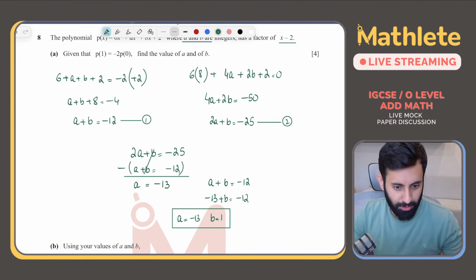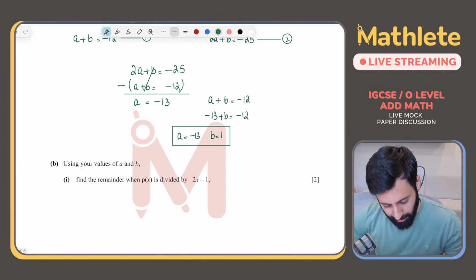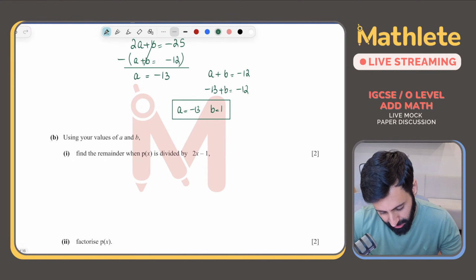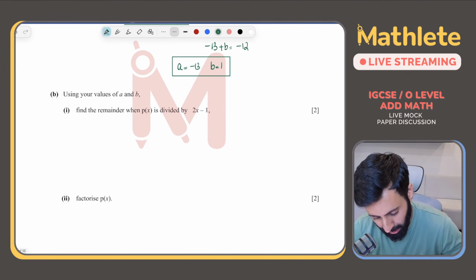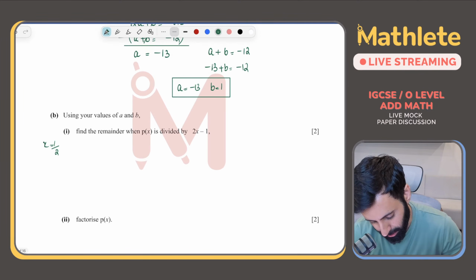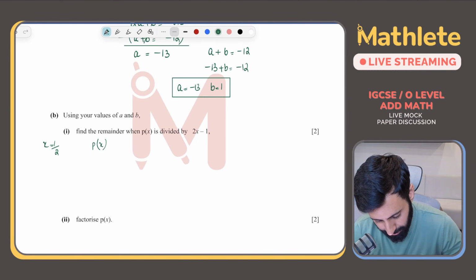Okay, so using the values of a and b, which are -13 and 1, find the remainder when p of x is divided by 2x minus 1. Okay, since we only want to find the remainder, we're just going to plug in the value of x, and the value of x equals 1 upon 2. So what does the polynomial now look like with the values of a and b found?